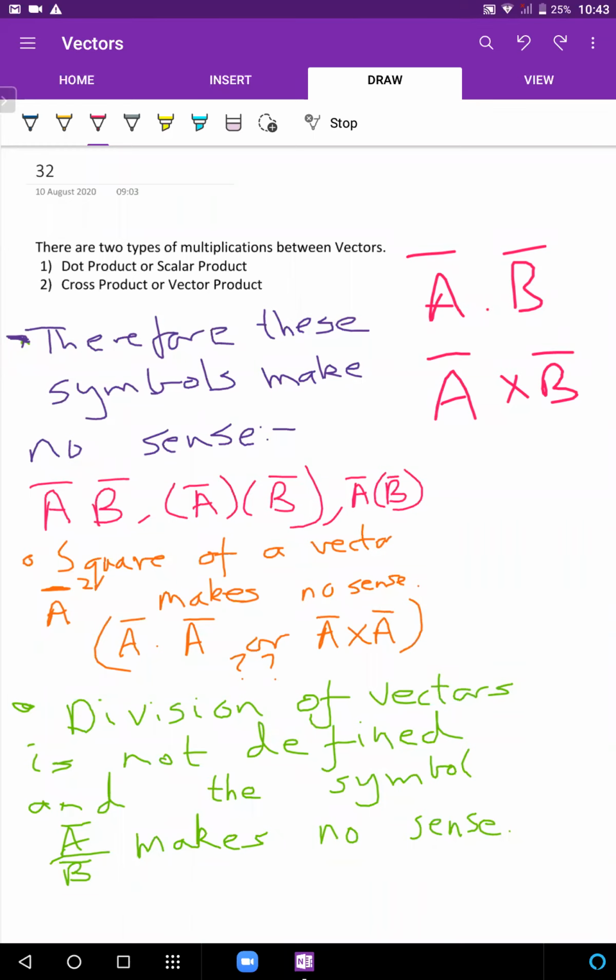Yes, vectors cannot be squared. Square of a vector makes no sense. A vector can be multiplied with itself. वो deny नहीं कर रहा हूँ. I'm just saying, किसने बोला vector का square निकालो?